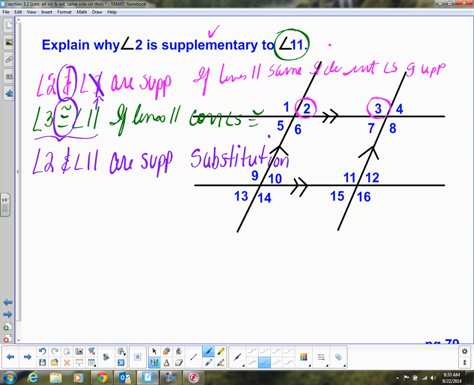To be transitive, no. But to use transitive, you have to have all congruence. 3 and 11 are corresponding angles. That's why they're congruent. Yep. Yes. What's above 11 here? That was a 3. Okay? Because 3 is congruent to 11, I removed the 3 pretty much and inserted 11 in its place to get 2 and 11 being supplementary.